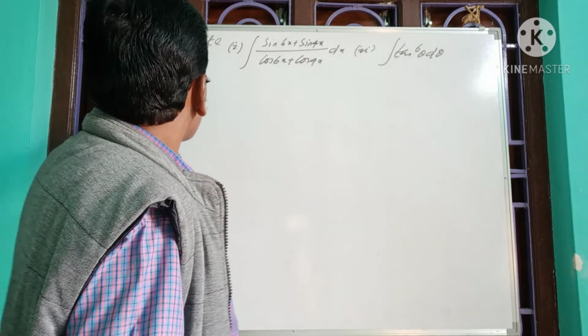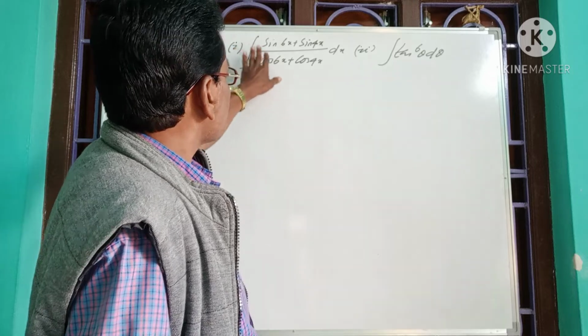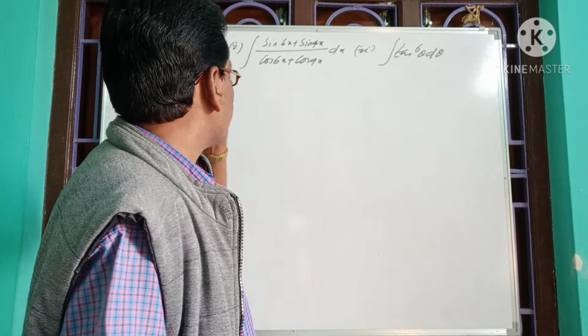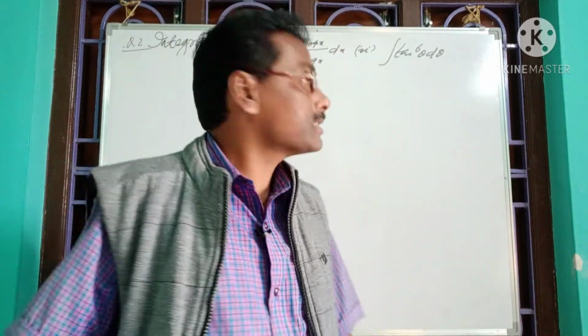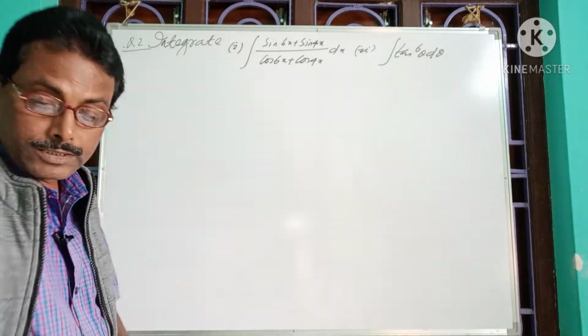Now in the second problem, let us try to integrate two integrands. In the first, we have to integrate (sin 6x plus sin 4x) by (cos 6x plus cos 4x) with respect to x, and in the second, we have to integrate sin to the power 6 theta with respect to theta. So let us consider the solution of the first problem.